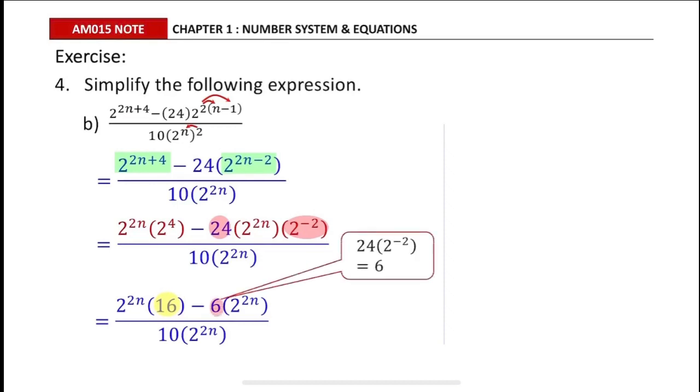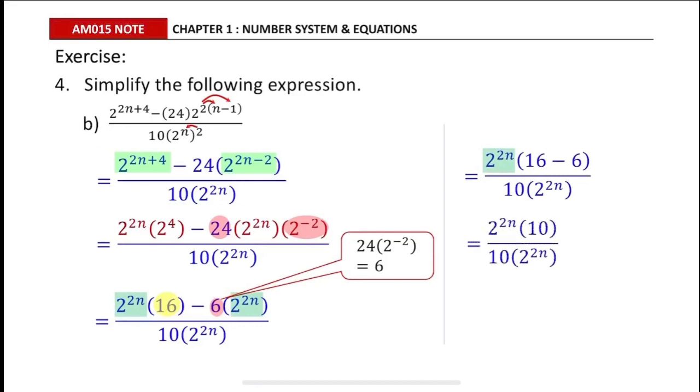The numerator of this expression has a common factor 2 to the power of 2n. We can factorize this common factor and leave 16 minus 6 in the bracket. Then simplify and we get the answer 1.